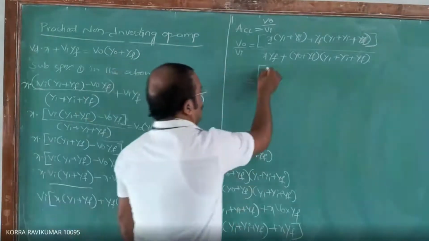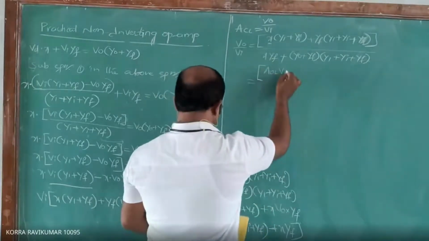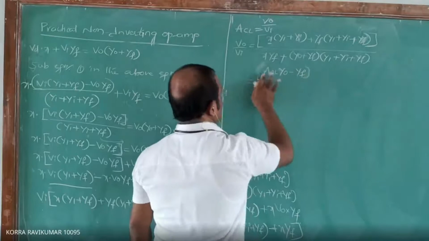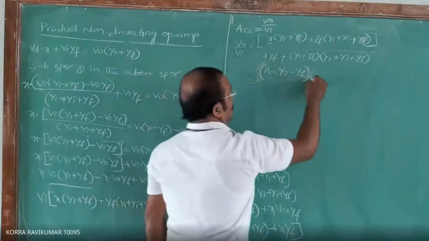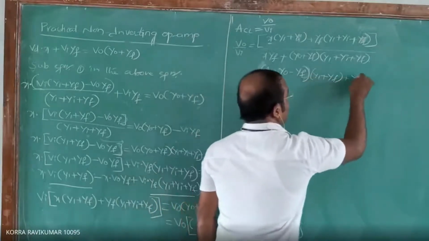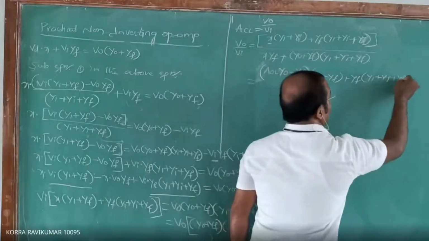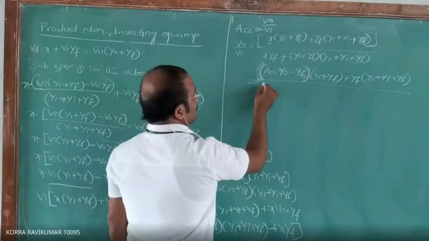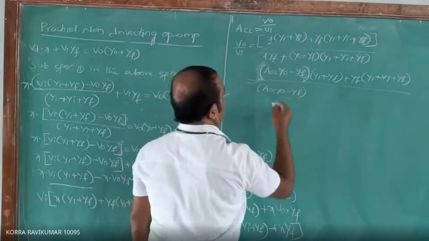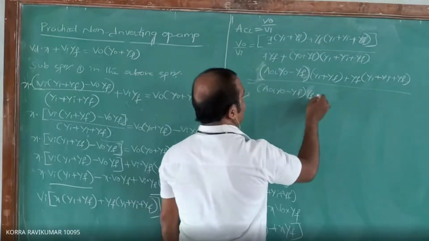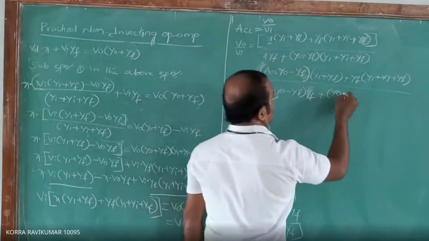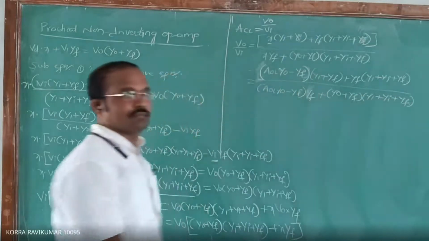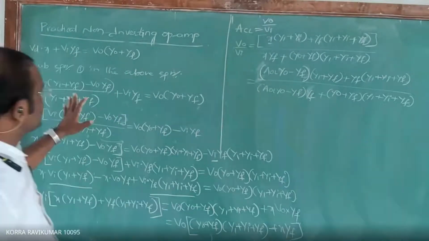That is, A naught, open loop voltage gain, into (Y0 minus YF) into the remaining term (Y1 plus YF) plus YF into (Y1 plus YI plus YF), whole divided by the denominator term, where x is also there, that is A naught into (Y0 minus YF) into YF plus the denominator as it is, (Y0 plus YF) into (Y1 plus YI plus YF). Nothing to confuse.